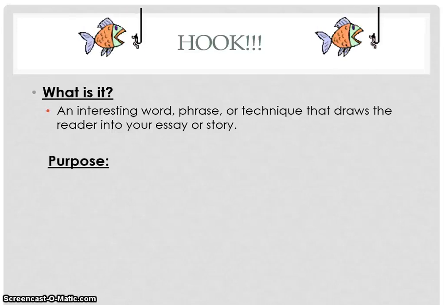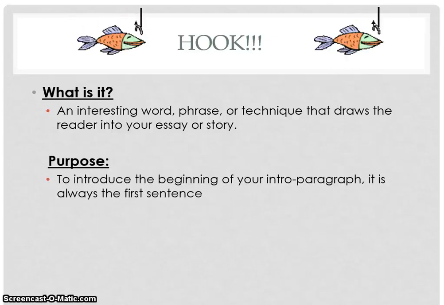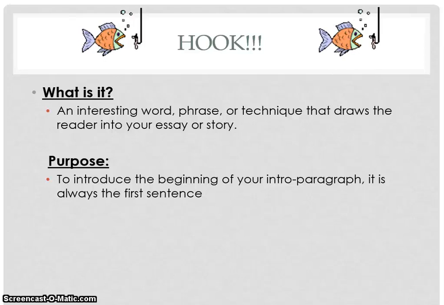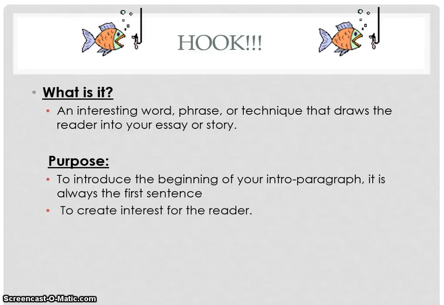The purpose of the hook is to introduce the beginning of your introduction paragraph. However, keep in mind that the hook must relate to the topic of your prompt. Remember that it is always the first sentence. And as I mentioned before, the hook serves to create interest for the reader.